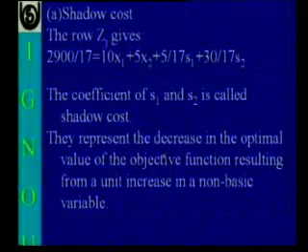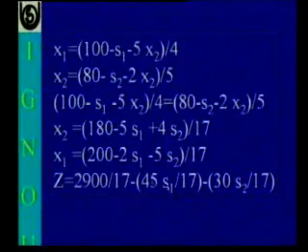Here, this is the shadow cost: if there is any unused quantity of s1 or s2, that is, any slack variable, then this will reduce the profit margin by this much amount. Similarly, the unused or slack variable for machine 2 will reduce the objective function by this much.